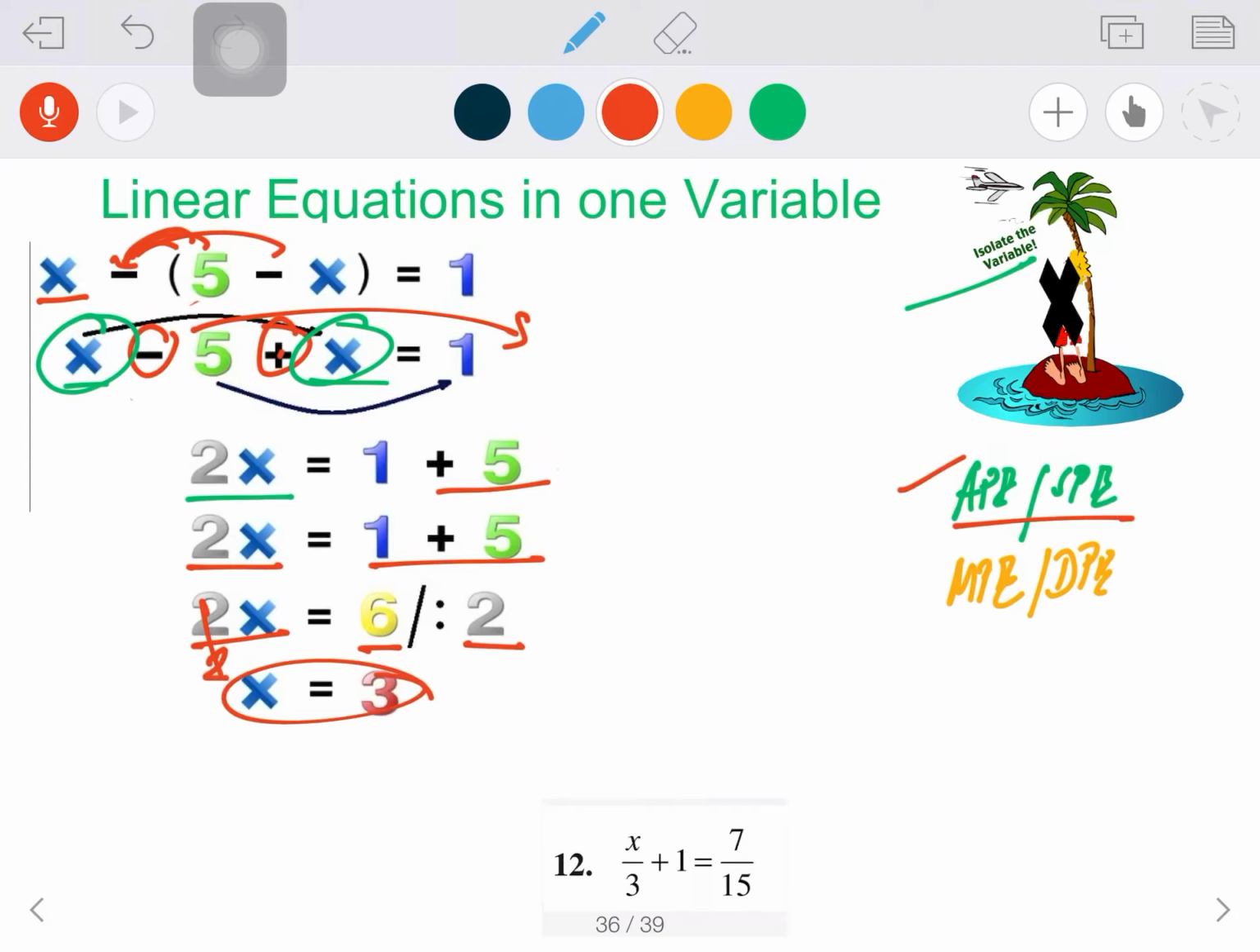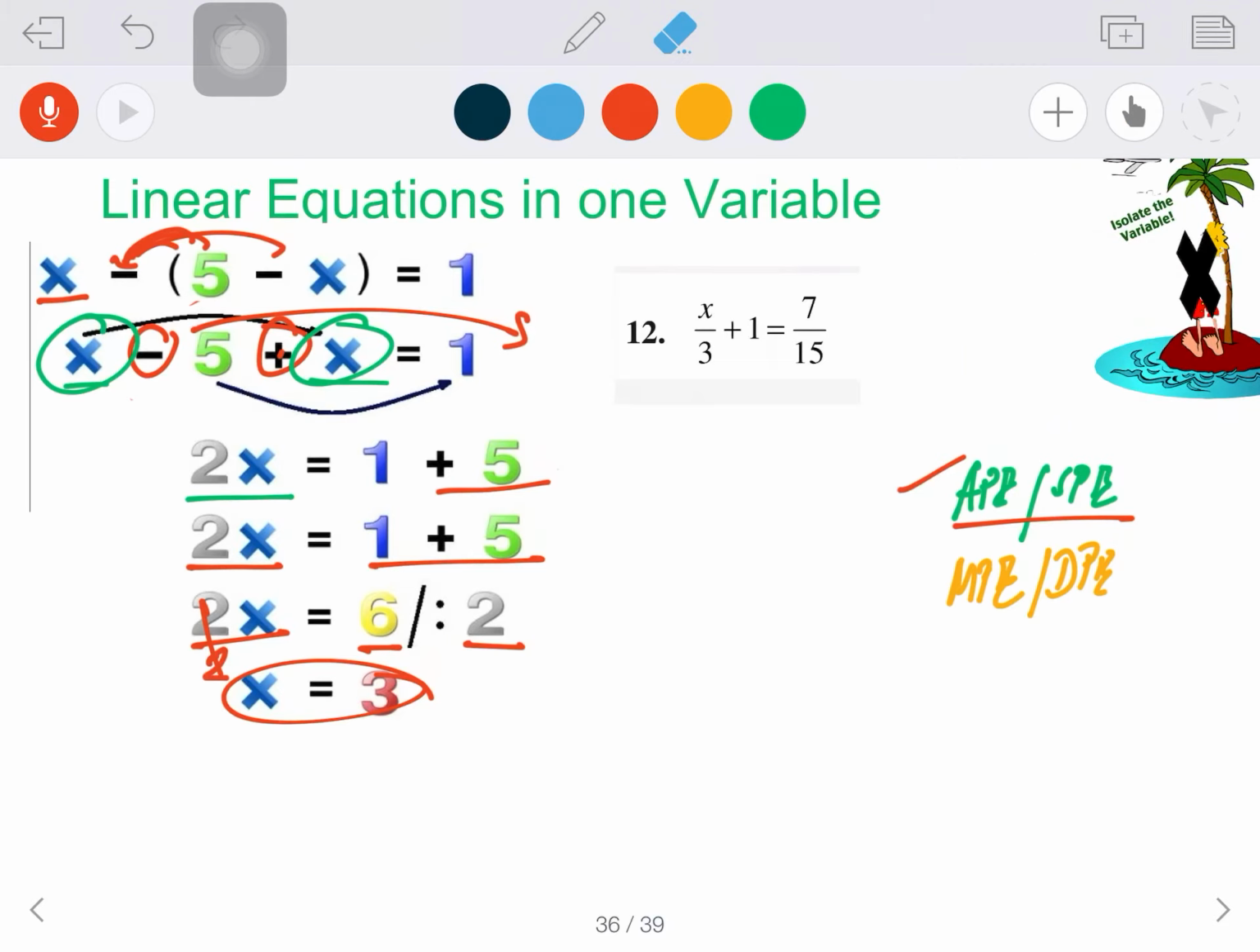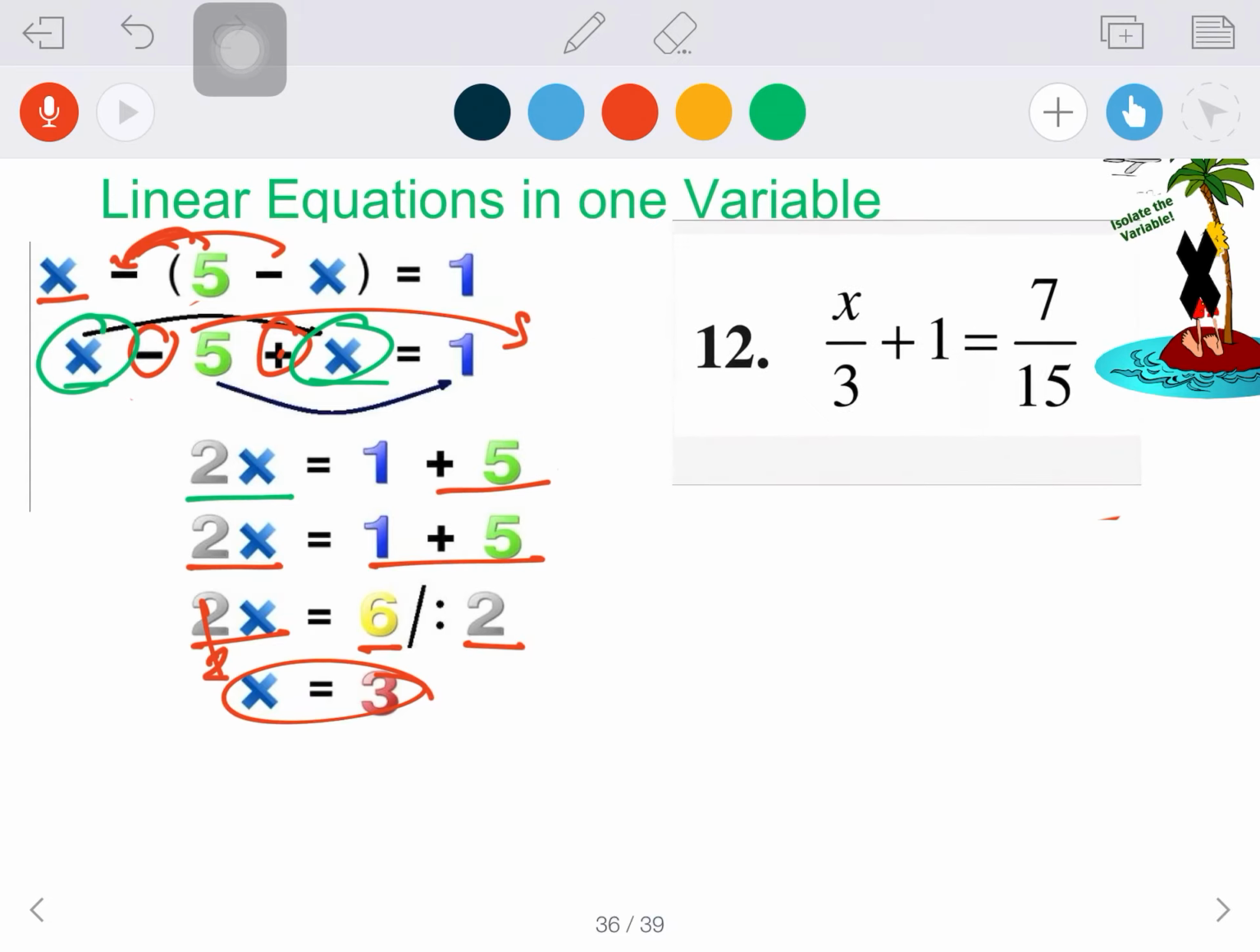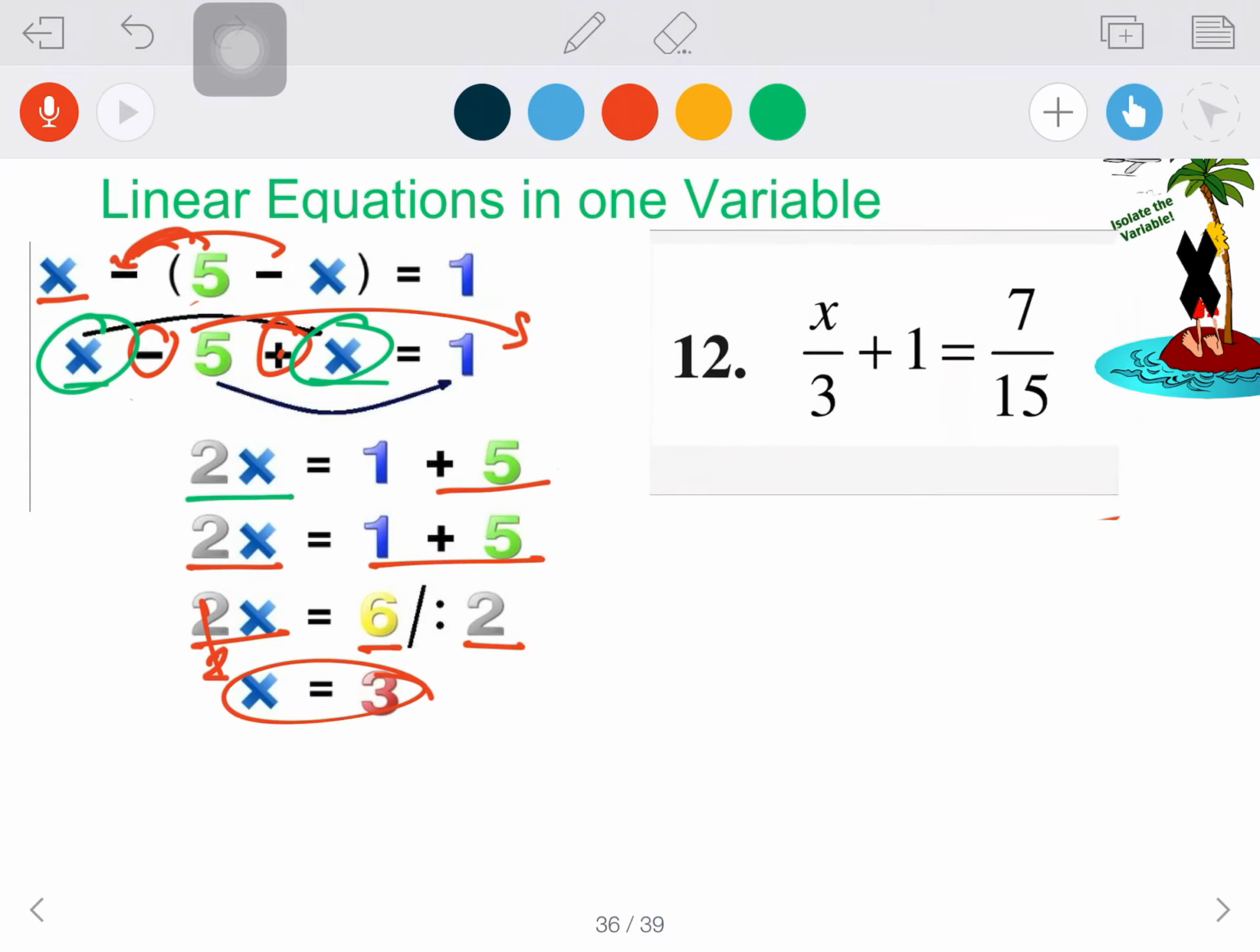Okay. Last example would be, what if we have a fraction? In this example, same thing applies. You have to first isolate the variable. So here, first step, we simply copy x over 3, and we know positive 1 goes to the other side. So that would be 7 over 15, and 1 becomes minus 1.